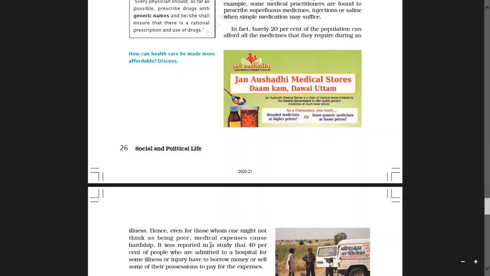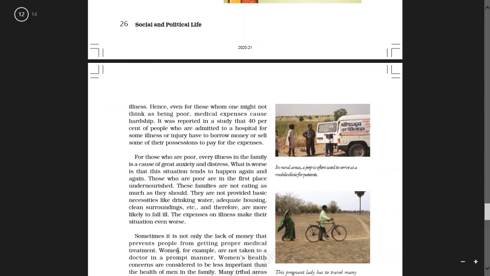It was reported in a study that 40% of people who are admitted to a hospital for some illness or injury have to borrow money or sell some of their possessions to pay for the expenses. So, it was reported that 40% of people admitted to a hospital for some illness or injury have to either borrow money from a money lender or sell their property, it may be their land or building, in order to pay for the expenses of their treatment.